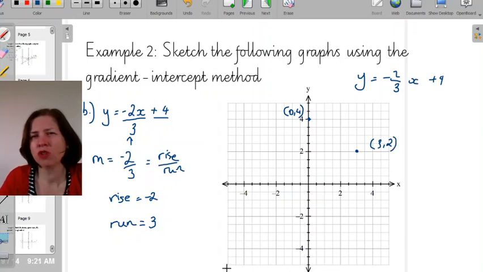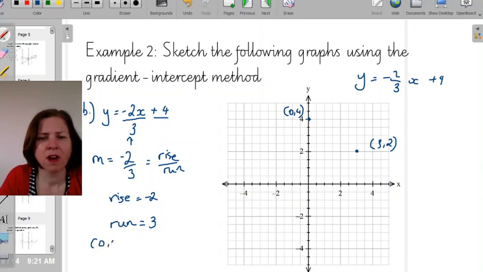Now I'm just going to show you one other method of finding that second point. If I've got the point 0, 4, and then my run, that's my change in my x value. So to my x value, I'm going to add 3. And my rise is the change in my y value. So from my y value, I'm going to subtract 2. And that leaves me with 0 plus 3 gives me 3. And 4 minus 2 gives me 2. And that's how I found this. It's another way that I could have found this point.